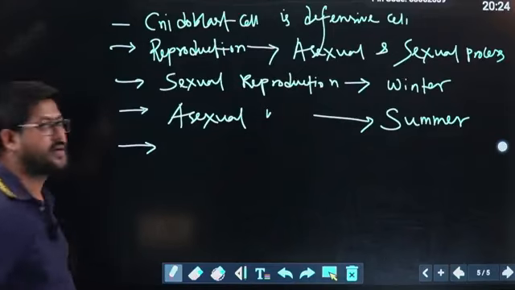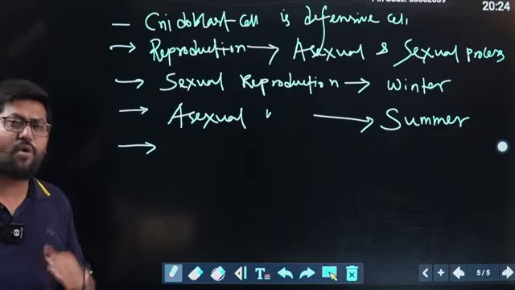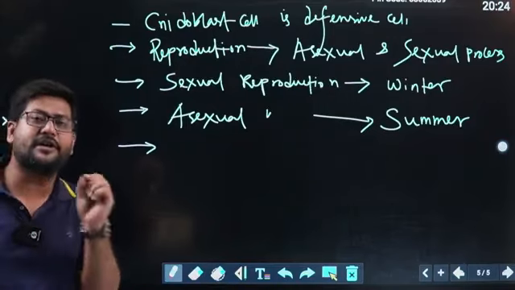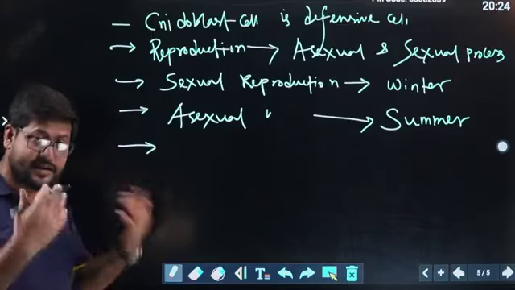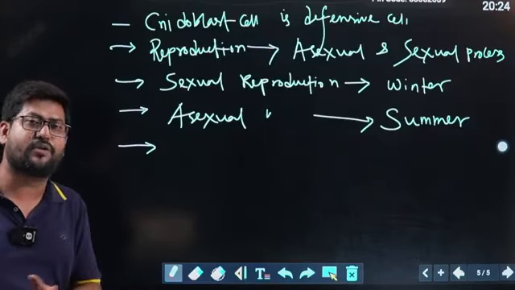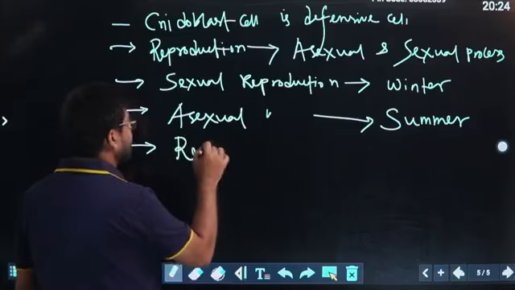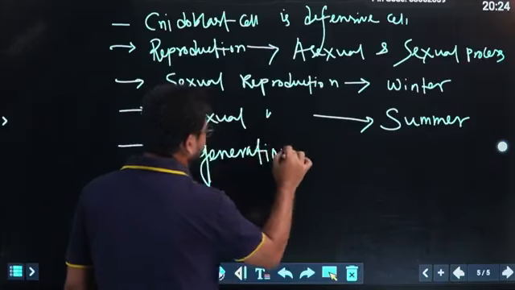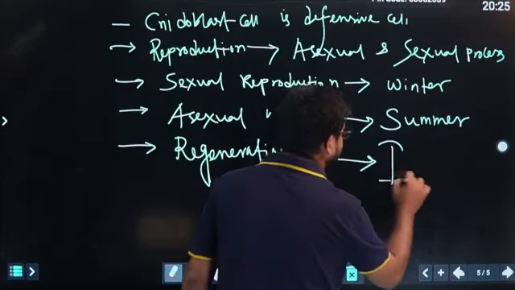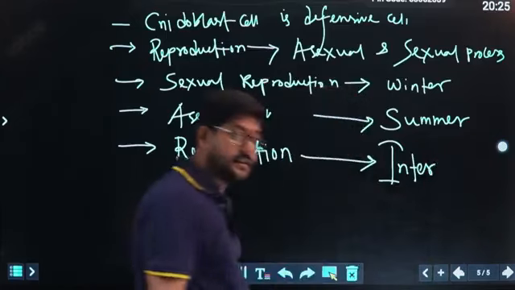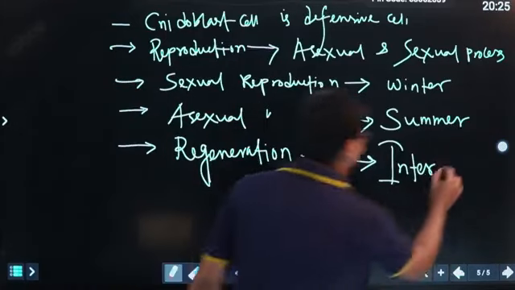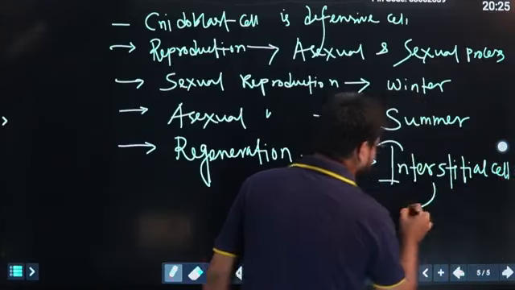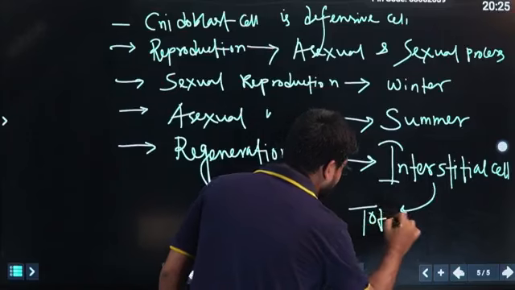Another important thing is that when vegetative reproduction or the regeneration process is taking place, when you cut the body of a hydra, each and every segment can produce a new hydra. Although it is a kind of asexual reproduction, more correctly you can say it is regeneration. So this immense power of regeneration is due to the presence of interstitial cells. When you study the hydra in detail, you can see the interstitial cell, and the dividing power of the interstitial cell is called totipotency.